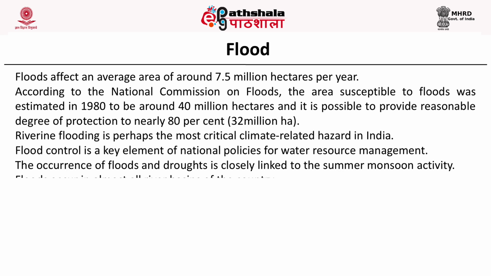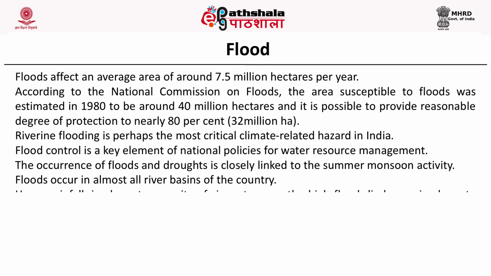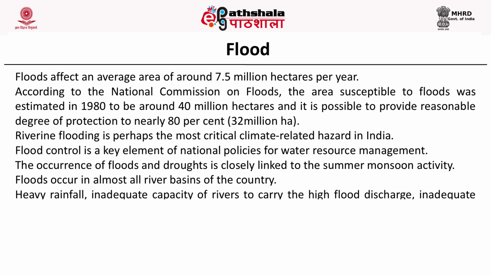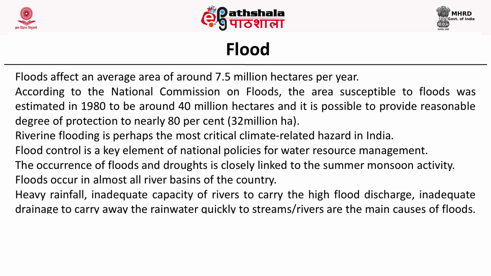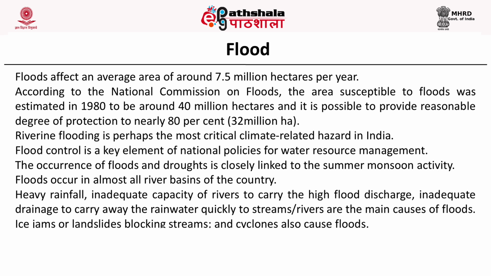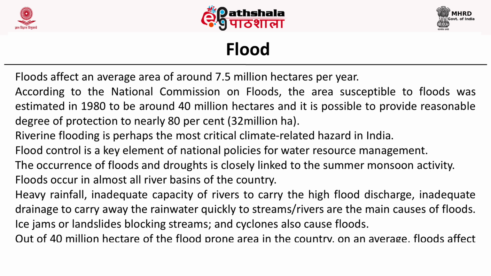Flood control is a key element of national policies for water resource management as well. The occurrence of floods and drought is closely linked to the summer monsoon activity. Floods occur in almost all river basins of the country. Heavy rainfall, inadequate capacity of rivers to carry the high flood discharge, and inadequate drainage to carry away the rainwater quickly to streams or rivers are the main causes of floods. Ice dams or landslides that block the streams, besides cyclones, also cause floods.